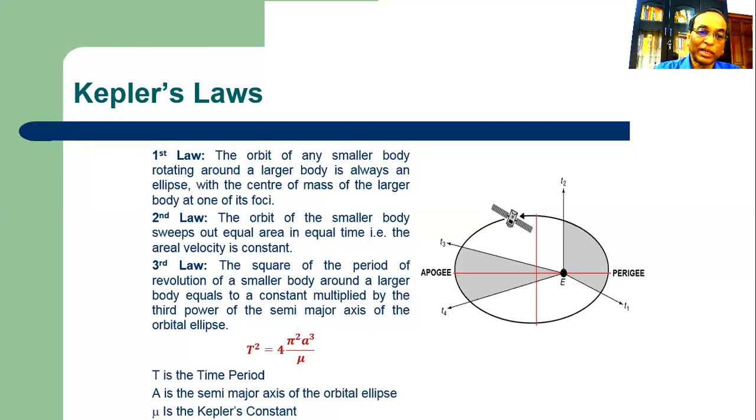A is written here in uppercase, but in the formula it is actually lowercase. So there is a difference, it is a typing error. So the square of the period of revolution of a smaller body around a larger body equals a constant multiplied by the third power of the semi-major axis of the orbital ellipse. So a is the semi-major axis of the orbital ellipse.